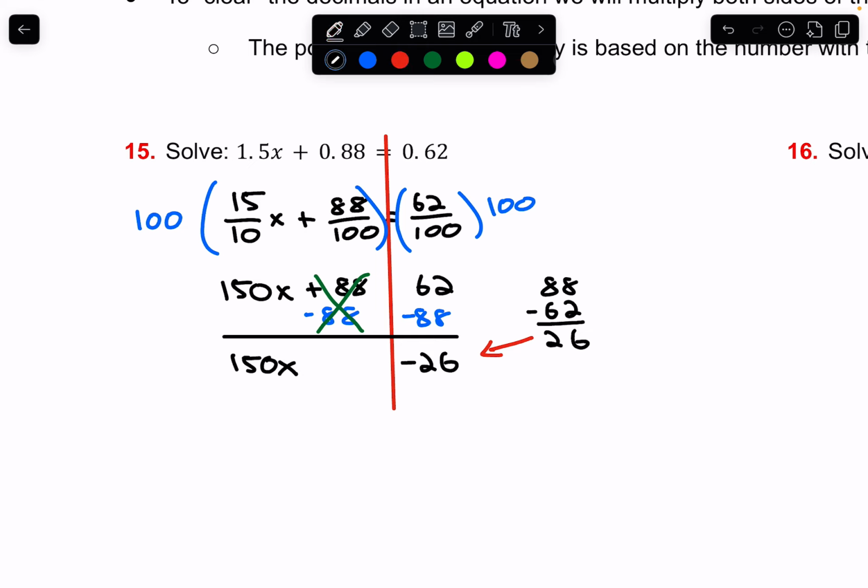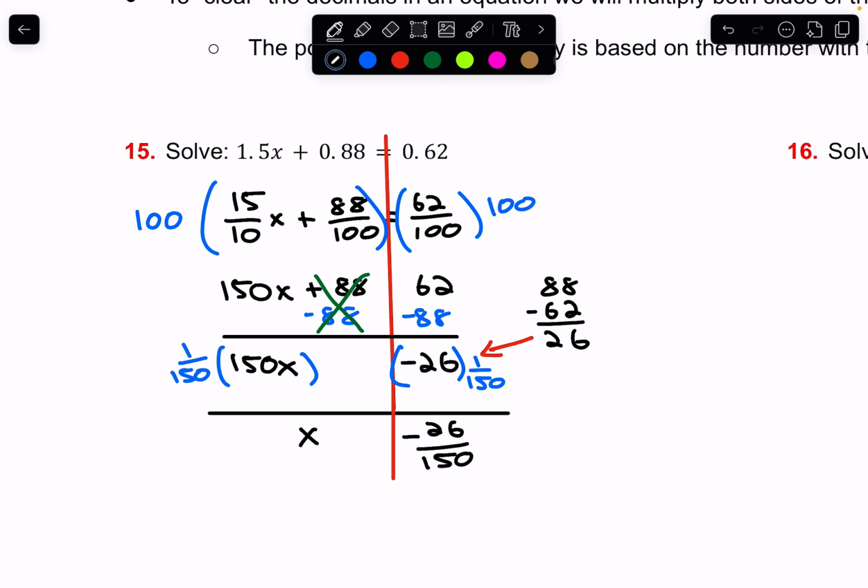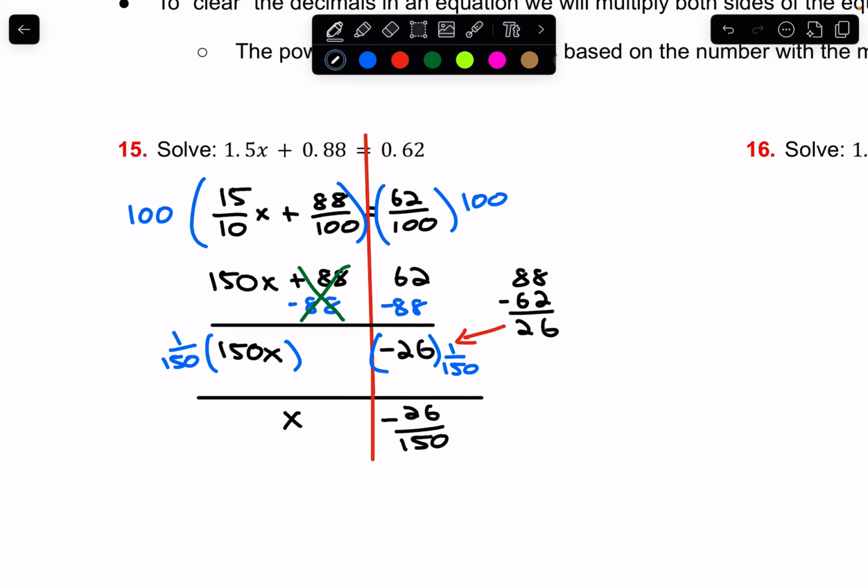All right, then we're going to multiply both sides by 1 over 150, because that's the reciprocal of 150. But remember that you could also just divide by 150, same thing. So when we do this now, we're going to have x all alone on the left. And on the right side, if I just continue this red line down just a bit, we have negative 26 over 150. And now I got to think about if this can reduce at all, which it definitely can.